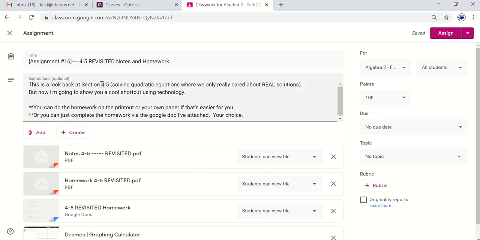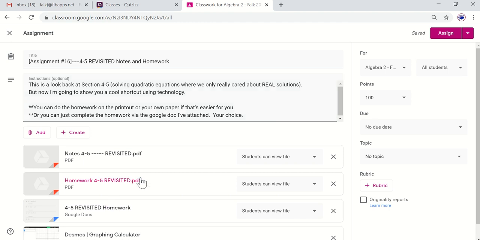And the directions pretty much say this is a look back at section 4-5, solving quadratic equations, where we only really cared about real solutions, as opposed to imaginary solutions. Remember, in 4-8, you should have learned that we can actually have imaginary answers from a quadratic equation. But with this look back, I'm going to show you this cool shortcut using technology.